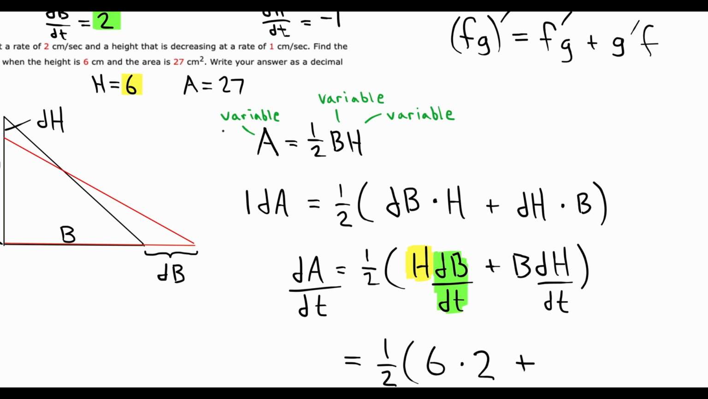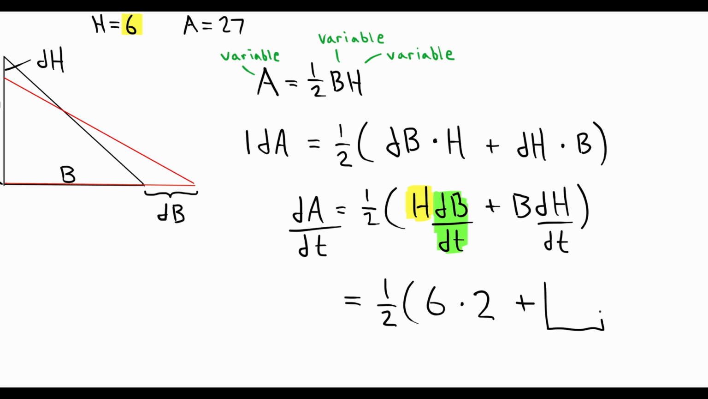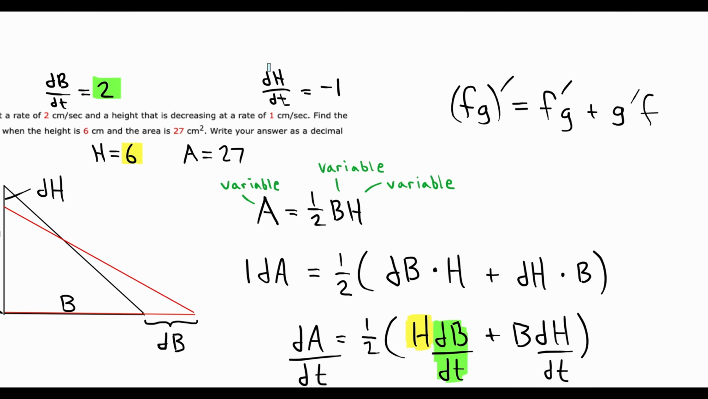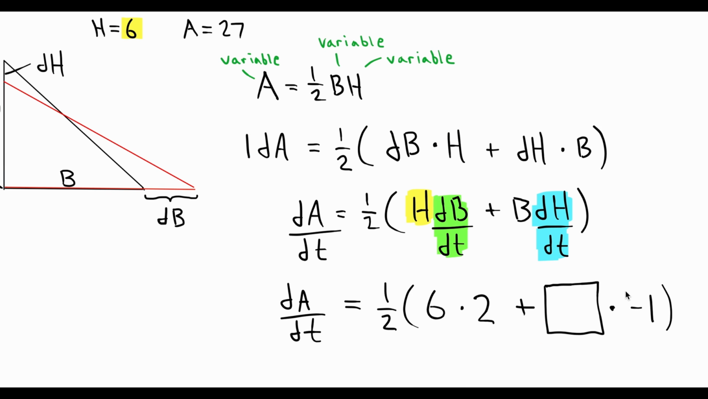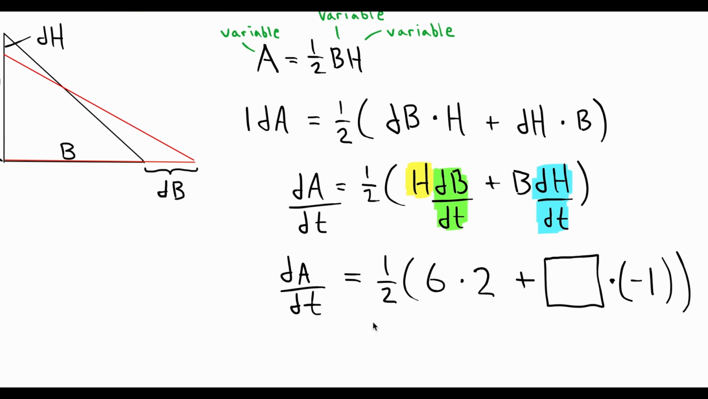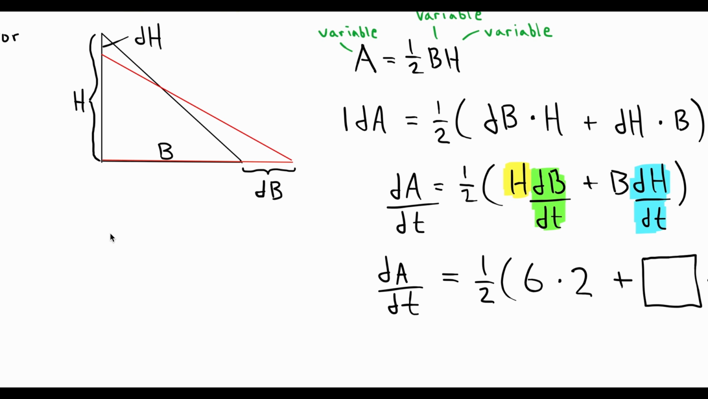For B, we don't know what that is. So, okay, we're going to have to leave that as unknown. But we do know what dH dt is. It's -1. Plug in a -1 here. And now we have almost everything we need. We just need to know a value for B. So at that point, I would go back to my triangle formula once again.